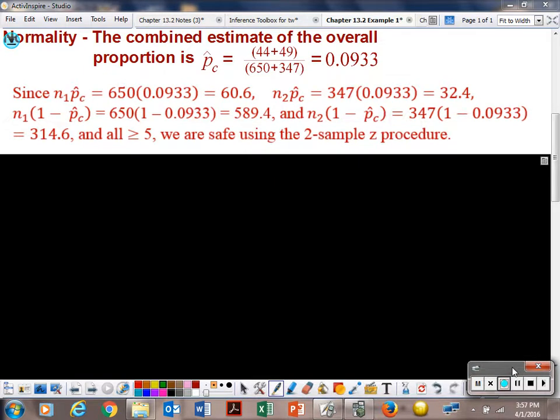All right, welcome back to part 3. Hopefully this will be the last part. So we just got done finding the normality. Normality condition has been met. Next we need to do independence.